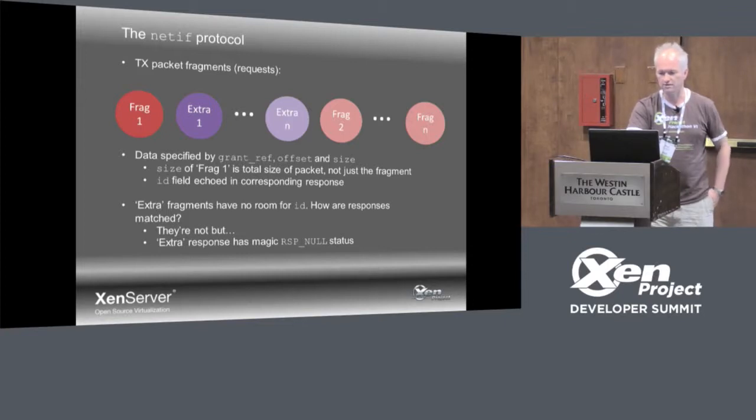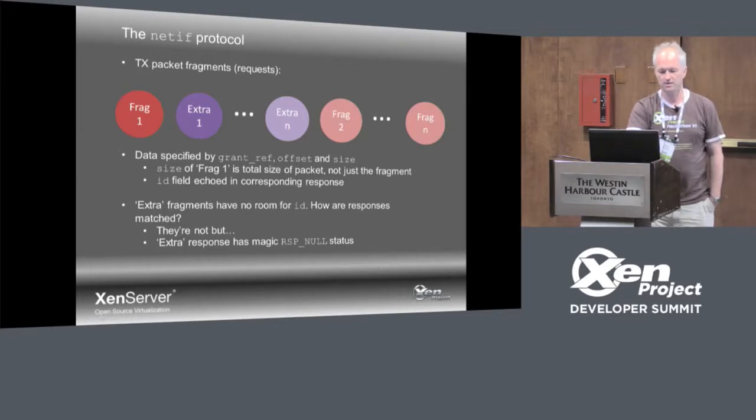Now, one quirk of the TX packet is that the size of the first data frag is actually the size of the total packet, not just the size of the fragment. So the back end has to read all fragments from the front end and then calculate the size of the first fragment by subtracting all the others from the first one. This is a bit weird, but that is the way it works. So beware of that if you're ever writing a front end.